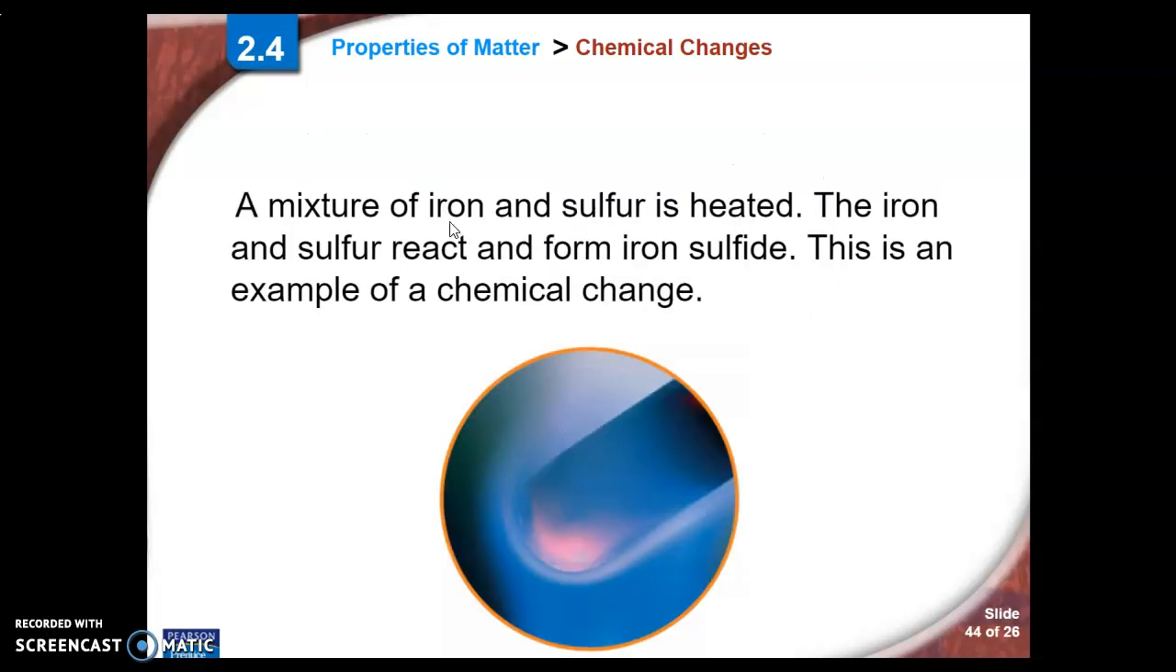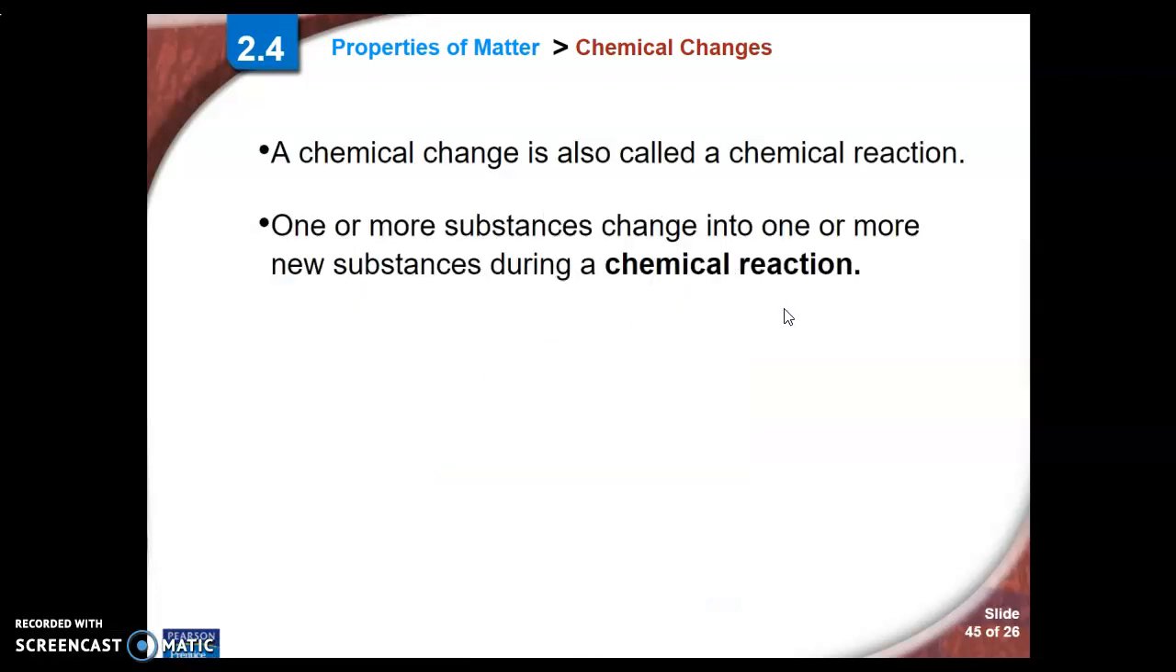For example, here, iron and sulfur. You are heating iron and sulfur. It forms iron sulfide salt here. You are going to form a salt. Iron is a metal. Sulfur is a solid element. And then when you mix and heat them, you will have a different compound here. Chemical change is also called chemical reaction.